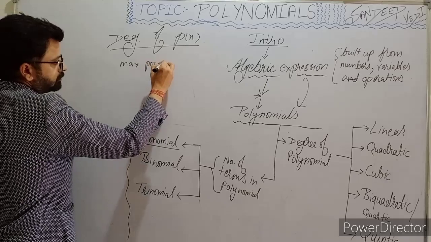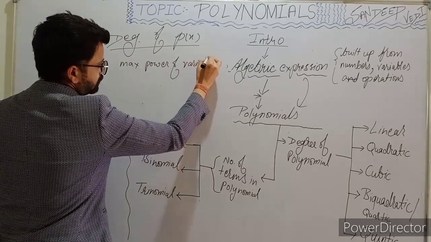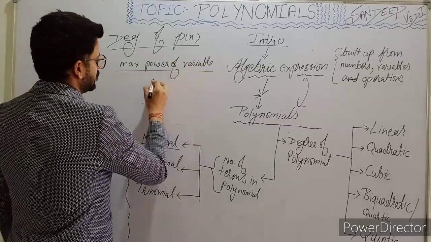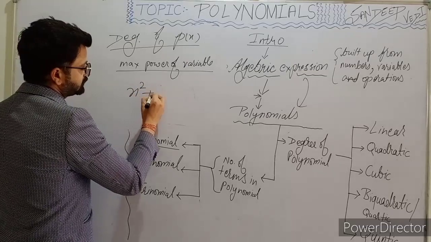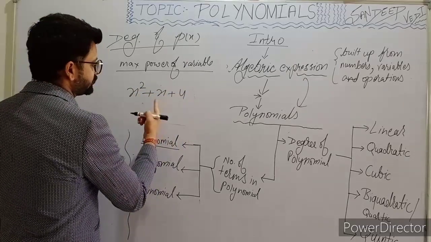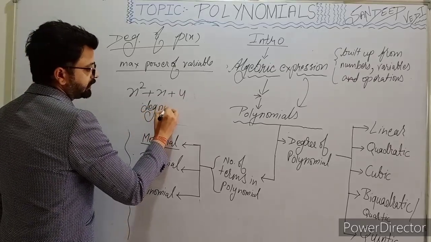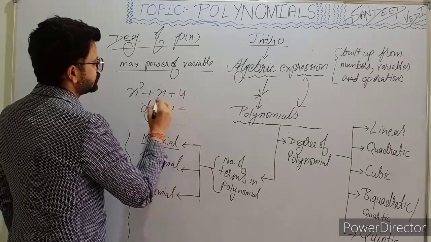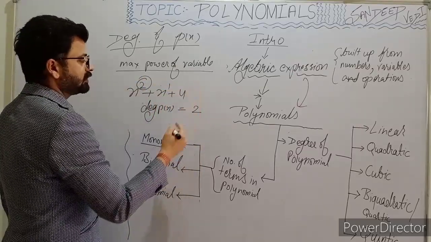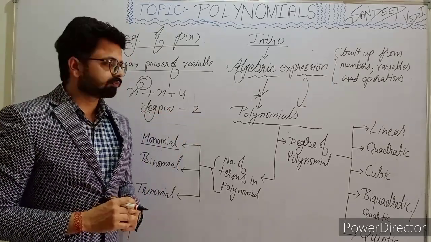of the variable. Maximum power of the variable, like x square plus x plus 4. Here the degree of this polynomial p(x) is equal to 2. Here the power is 2, here the power is 1 and here the power is 0. So the degree of this polynomial will be 2.